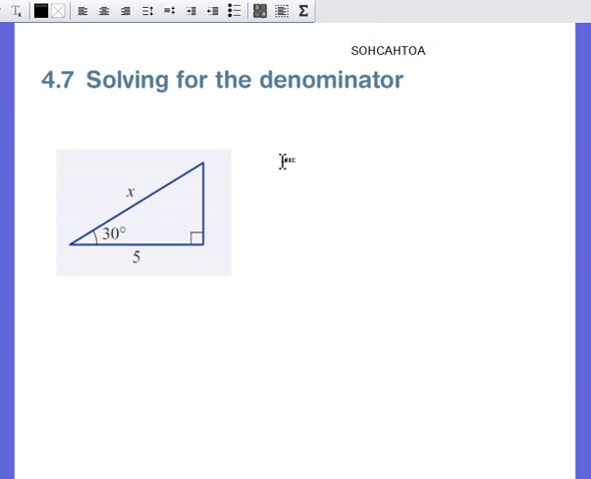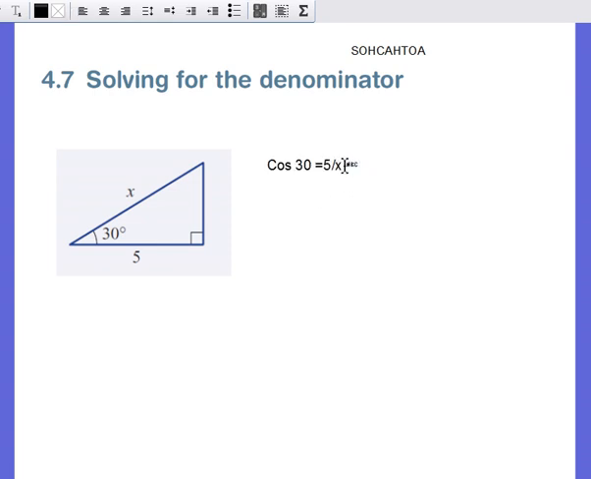So let's write up what we know about this triangle. Cos of 30 degrees is equal to the adjacent, which is 5, divided by the hypotenuse, which is x. So far so good. It just looks like the questions we were doing in the last little video. But it is a bit trickier because the x in this case is on the bottom. So what are we going to do about that? I don't like having x's on the bottom. It makes life a lot more difficult.